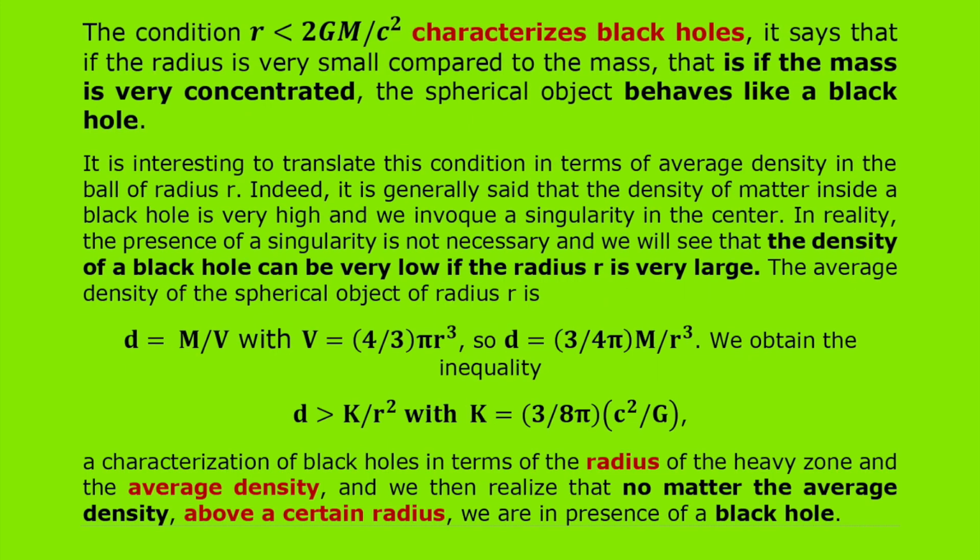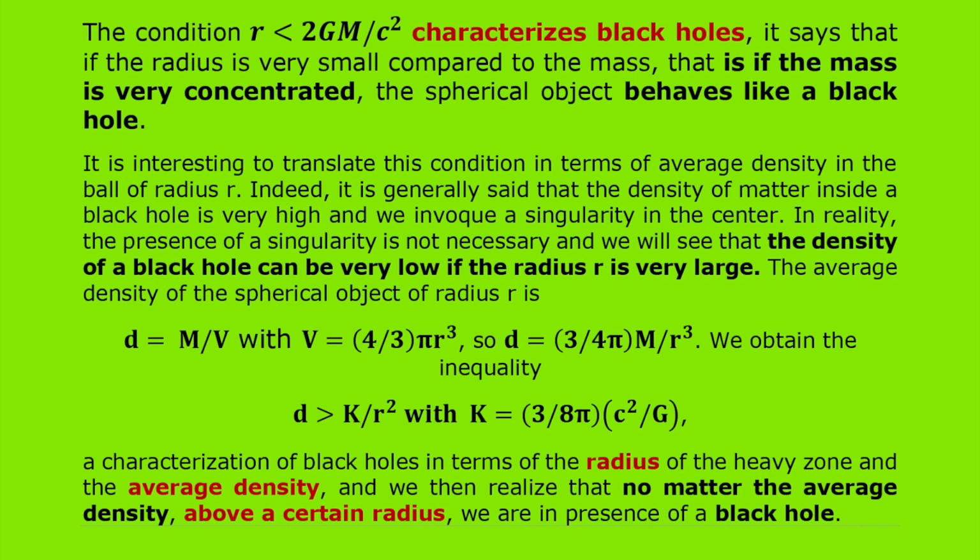The condition small r smaller than 2GM/c² characterizes black holes. It says that if the radius is very small compared to the mass, that is, if the mass is very concentrated, the spherical object behaves like a black hole.